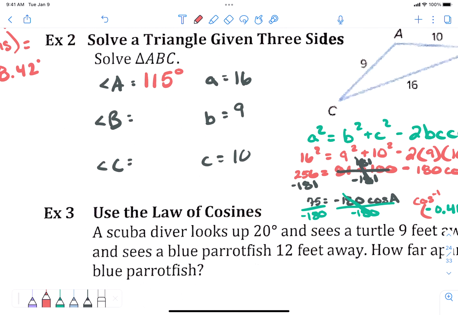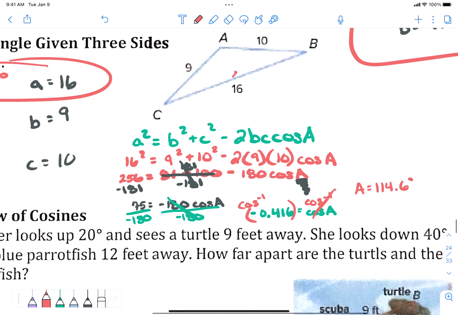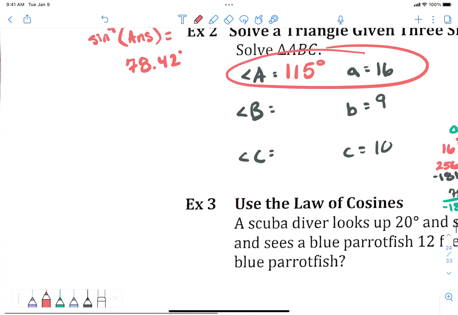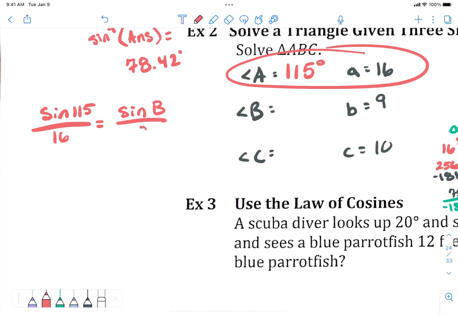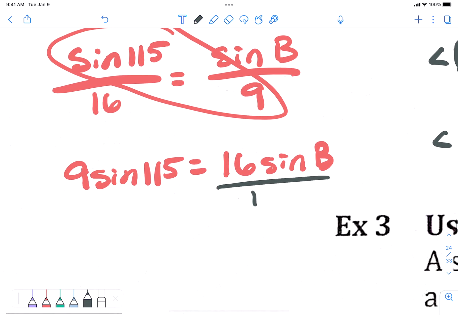Now what shall we do? Now we have a grouping, right? So we can use the law of sines. Remember I told you you should only ever have to do this nasty procedure once. Then you can use the law of sines after that, right? Okay. So law of sines, sine of 115 over 16 equals sine of, you want to do B or C? B over 9. Okay. All right. Cross multiply. So I've got 9 sine of 115 equals 16 sine of B. Then what? Divide by 16. Yep.